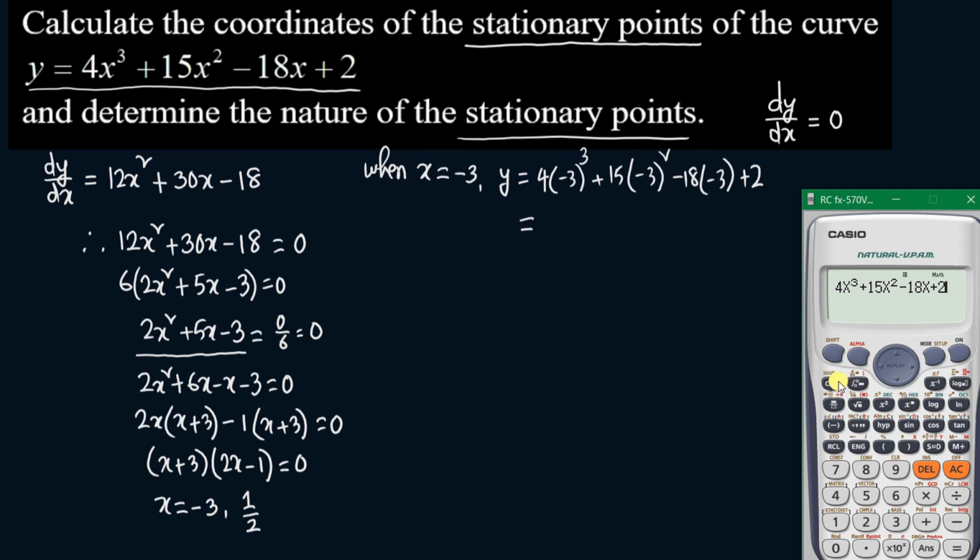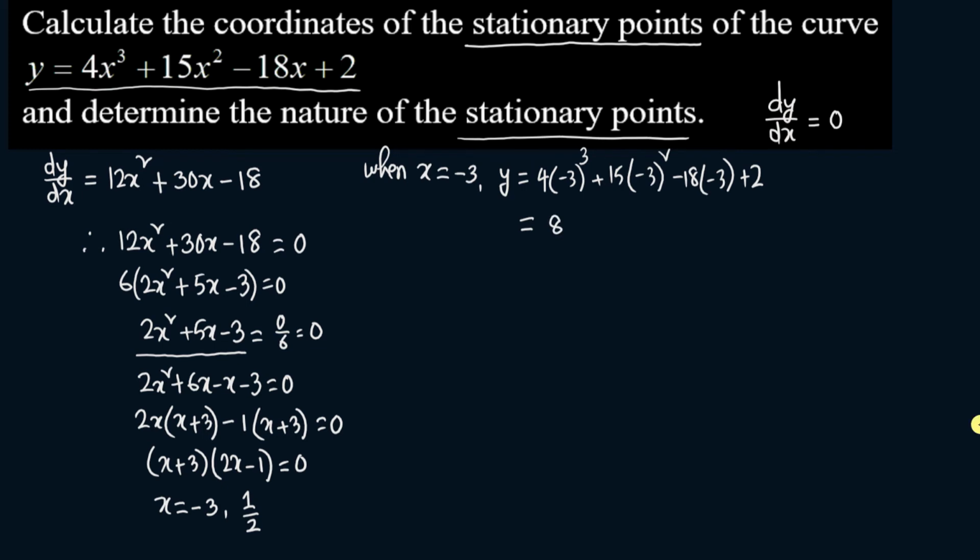So you need to press the calculate button, CALC. Then the calculator is asking for the x value. If we put here x value minus 3, press equals, then this is the y value, which is 83. So our first coordinate is minus 3 comma 83.